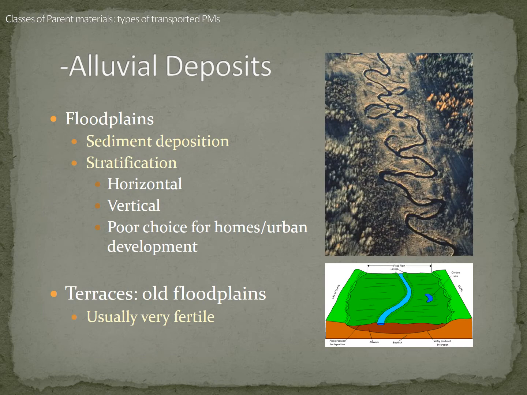All right, alluvial deposits are basically water deposits by streams and rivers. So we're going to see most of these in floodplains, where we see a lot of sediment deposition, and the sediments that are deposited are like stratified in weird ways. Okay, we see horizontal and vertical stratifications.